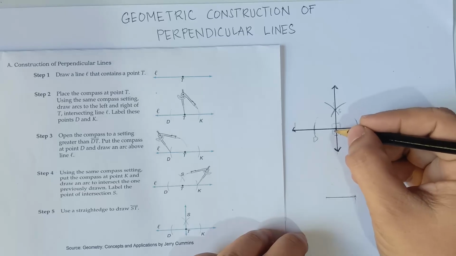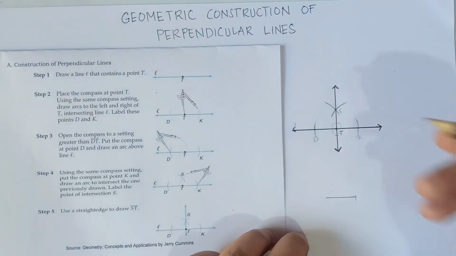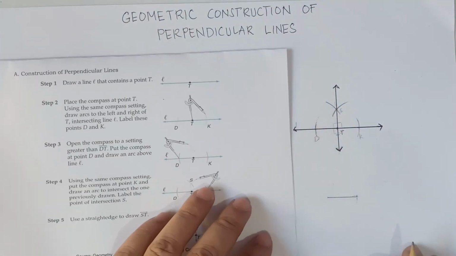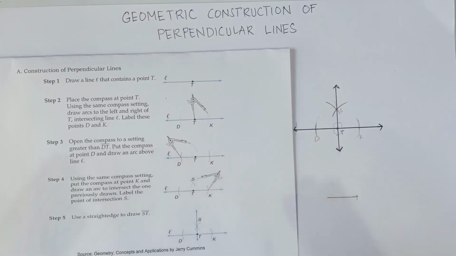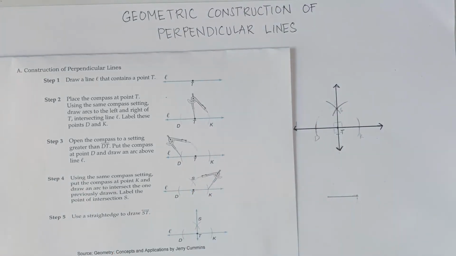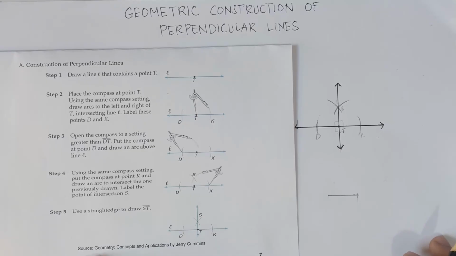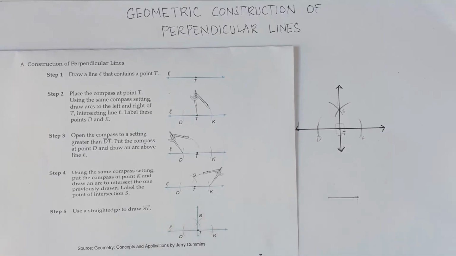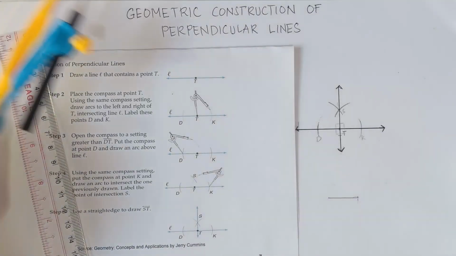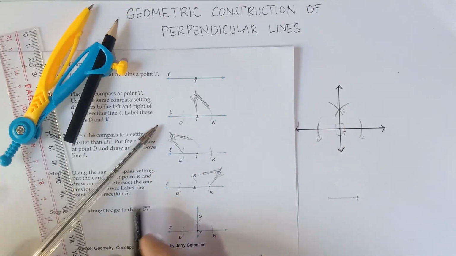So when two lines, class, intersect each other and form a 90 degrees angle, we call that one perpendicular lines. That's it, class. That's how you draw perpendicular lines using a ruler, a compass, and then a ball pen and a pencil.